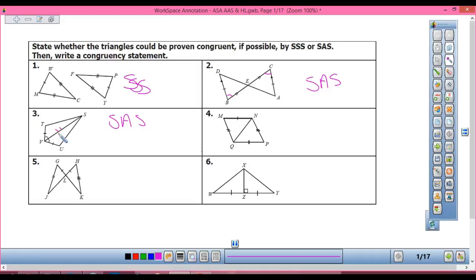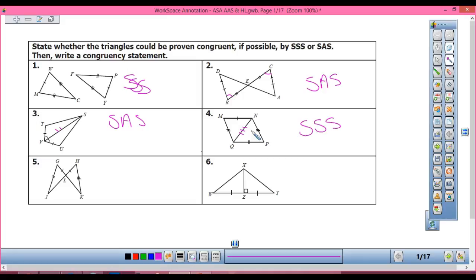Zach, number four. SSS. What other piece of information did you need to mark? NQ is congruent to NQ. What? Same side, so in my reasoning, I would have to write reflexive, yep.